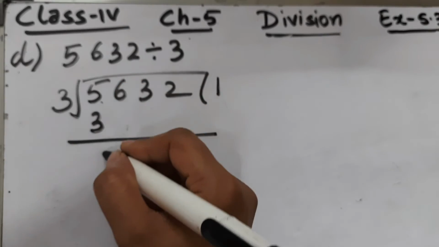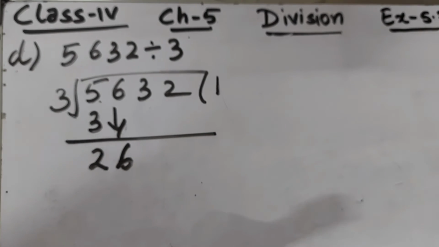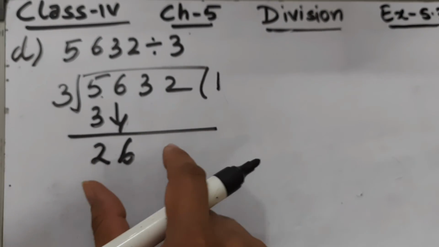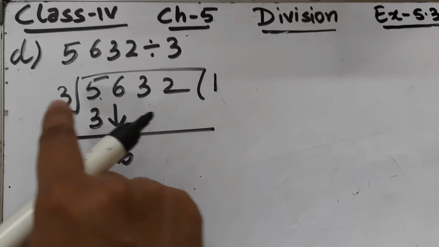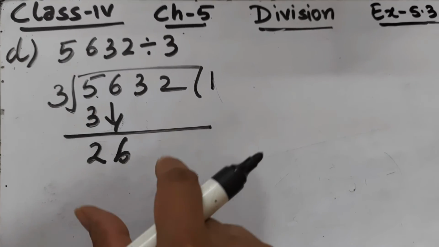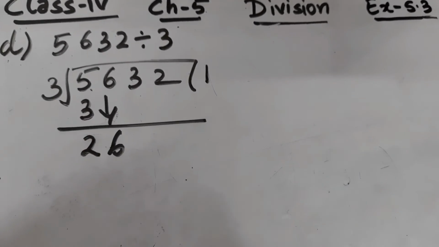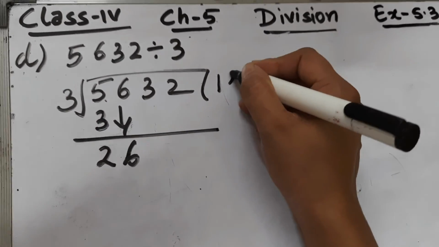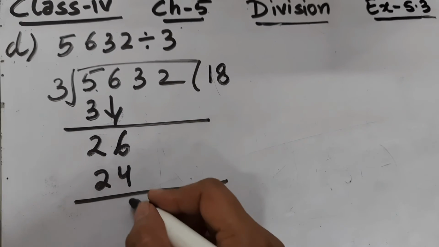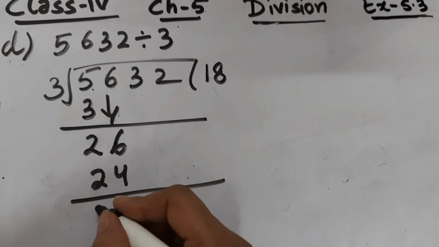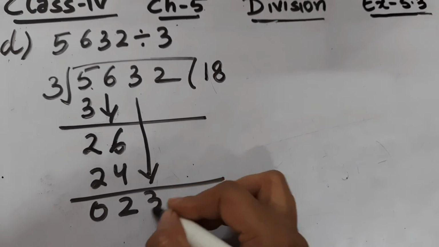Now subtract it. 5 minus 3 is 2 and bring this 6 down. Now does 26 come in the table of 3? No, 26 does not come in the table of 3. So we will take a number that is just smaller than 26 and comes in the table of 3. That is 24. 3 8s are 24. Okay, now subtract it. 6 minus 4 is 2 and 2 minus 2 is 0 and bring this 3 down.